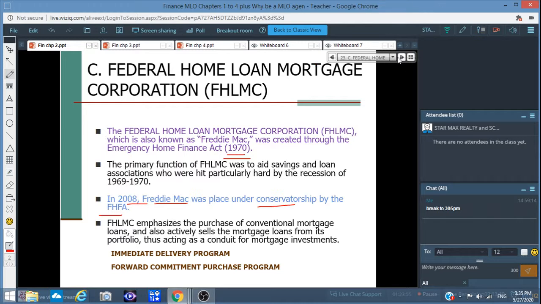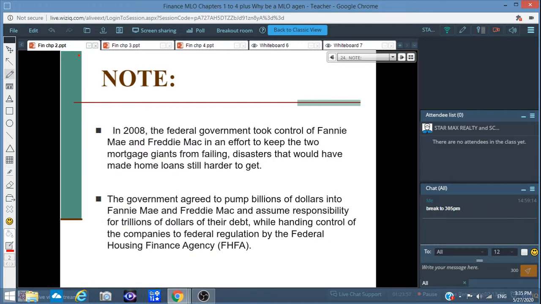他们也是卖股票啊、债券等等，筹备钱就买这些贷款。Note. In 08, federal government took control of Fannie Mae and Freddie Mac to keep these two mortgage giants from failing. Okay. 他把它扶起来了, okay? 这个联邦政府, okay? They pumped billions of dollars into Fannie Mae and Freddie Mac and assumed responsibility for trillions of dollars of their debt while having no control of the company by the Federal Housing Finance Agency. Okay.